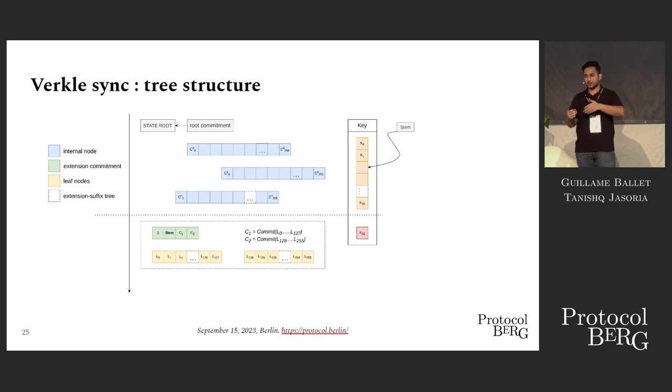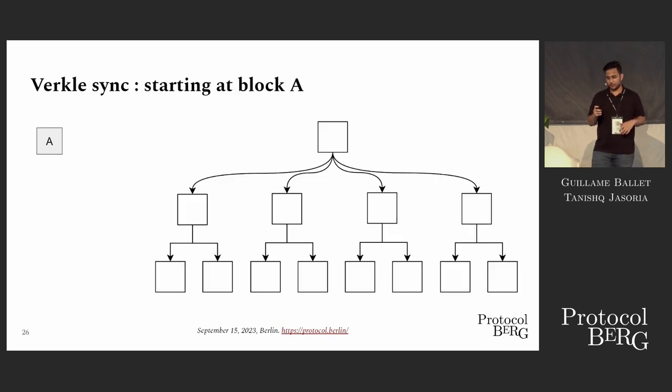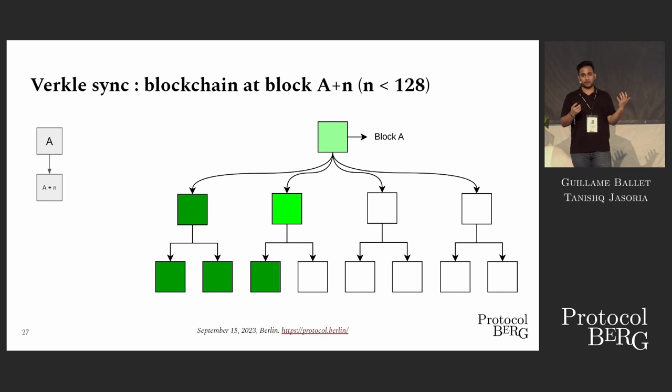Hence, you'll have to download less data from the network. Hence, you can make it a bit faster. Now let's look at how the sync algorithm works. It's, again, similar to SnapSync. You start with an empty tree. Let's say you start at a block A. Then you start downloading something, and you reach some block A plus N, and you have downloaded some part of the tree.